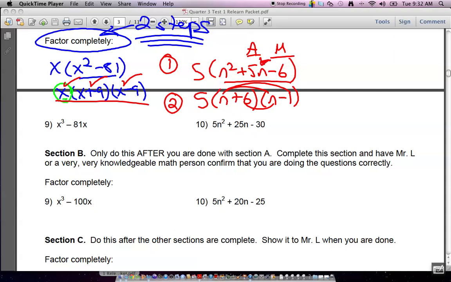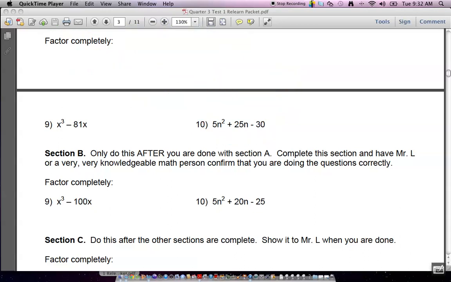That's not a square, that's a check mark. And then 6 times negative 1 is negative 6. And then if I go back and multiply that all by 5, I come out with what I started with, 5n squared plus 25n minus 30. Okay, so what we know now is that factor completely means what? 2 steps. Very, very, very important that you realize factor completely means 2 steps.